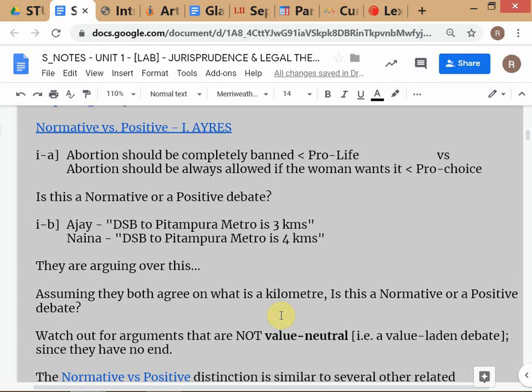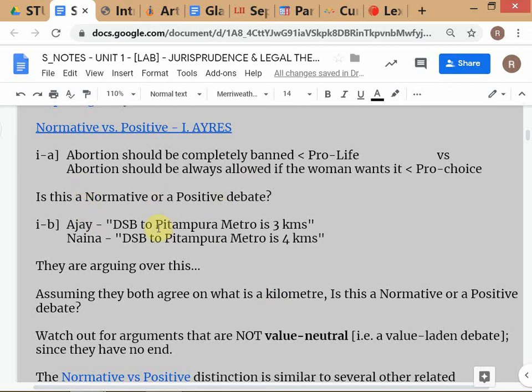Generally most policy deals with normative questions. Should we have reservations? Should we give reservation to Jats? Should we give reservation to Gujars? These are all policy questions. You cannot say this is wrong or right. These are normative questions. So, therefore, this is a normative debate.